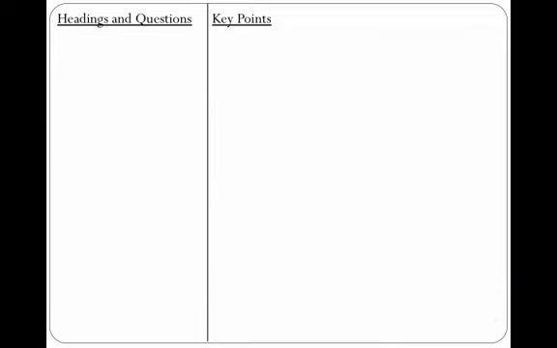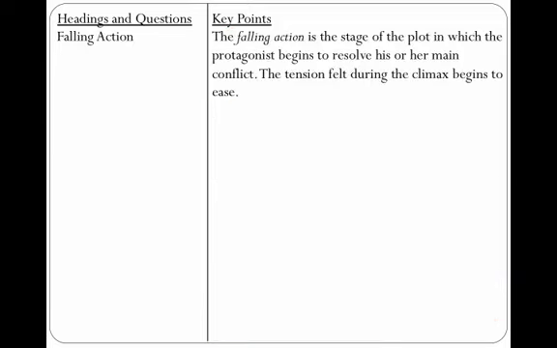The next header you should write down is falling action. The falling action is a stage of the plot in which the protagonist begins to resolve his or her main conflict. The tension felt during the climax begins to ease. So this is when the protagonist starts to resolve the conflict.